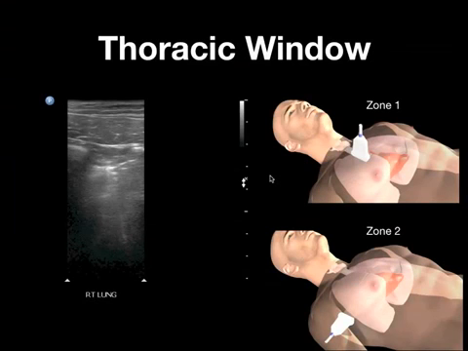Using Lichtenstein's classification, I will show Zone 1 and Zone 2. Zone 1 in the supine patient is going to be the most anterior or the least dependent portion of the thoracic cavity. Zone 2 is going to be the part of the thoracic cavity that extends from the mid-axillary line back to the posterior axillary line. We're not going to be discussing Zone 3 in this examination.